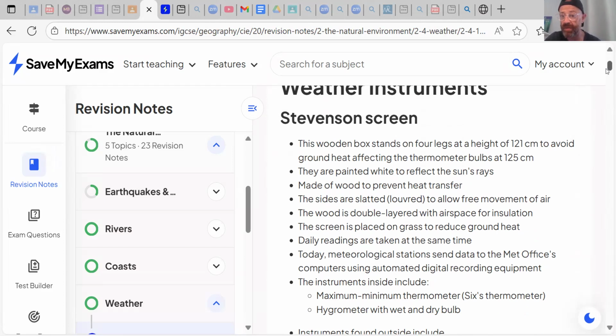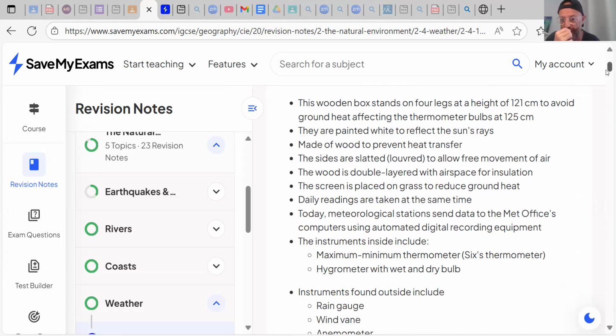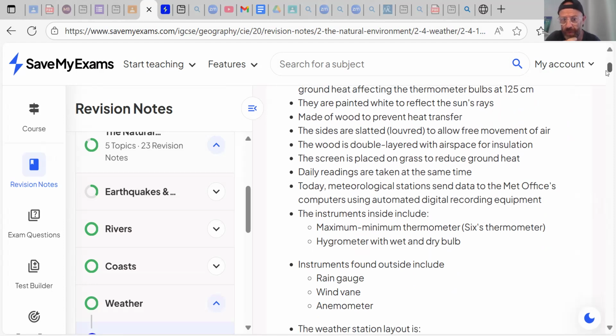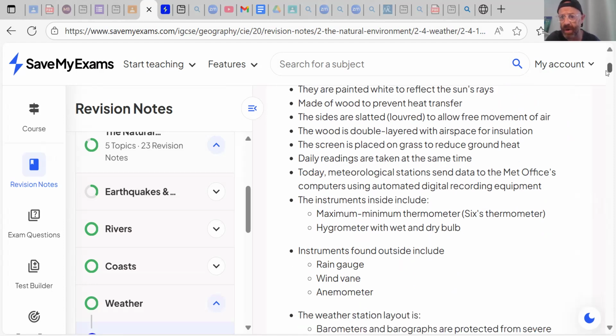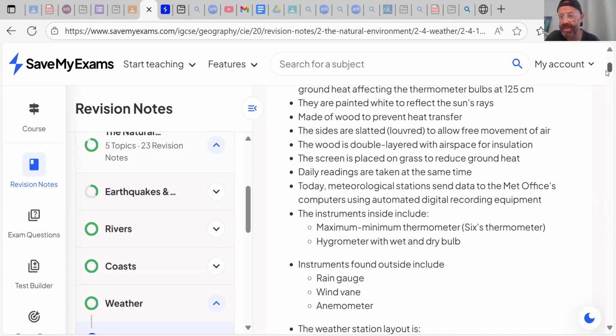It's painted white to reflect the sun's rays. It's made from wood, a natural material. It has slats to create air movement. Okay. You take daily readings every day at the same time for consistency. Okay. You've got a thermometer in now, which is a Six's thermometer, which is the high and the low.